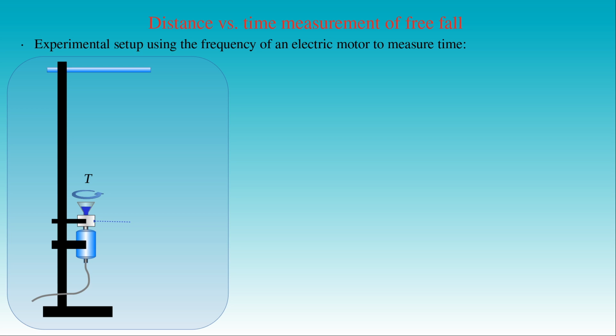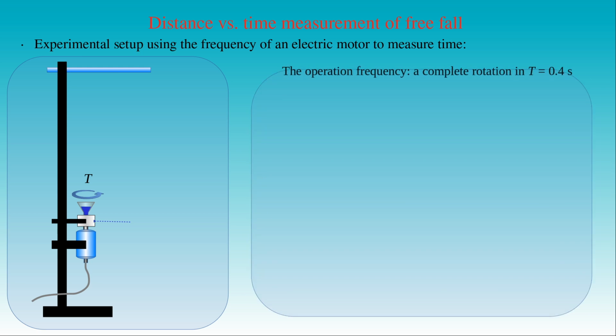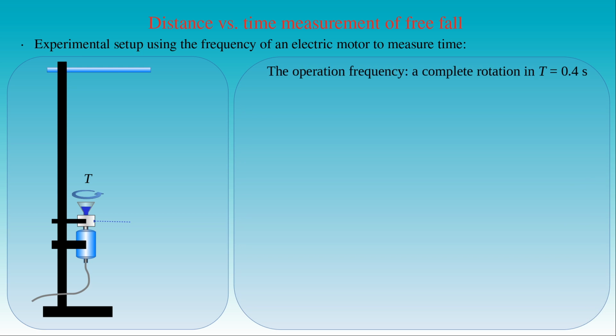As a result, we obtain a pulsating ink jet in a given direction with a repetition time depending on the operation frequency of the motor. We can adjust this frequency to obtain a given repetition time t of the pulsating jet. For example, let us apply a repetition time of 0.4 seconds.